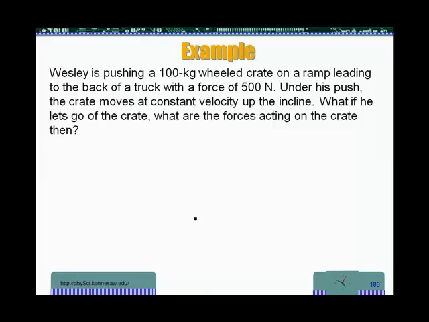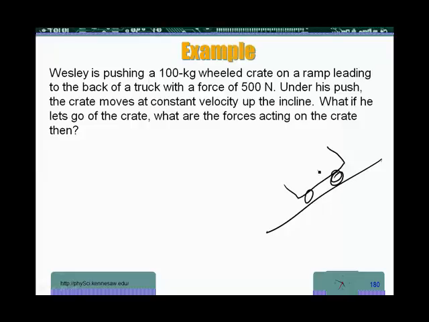Now, while he was applying 500 newtons, the crate was moving at a constant velocity. What if he lets go of the crate? What are the forces acting on the crate then? Okay, let's consider the forces acting on the crate with no Wesley. Okay, what are the forces acting on the crate?